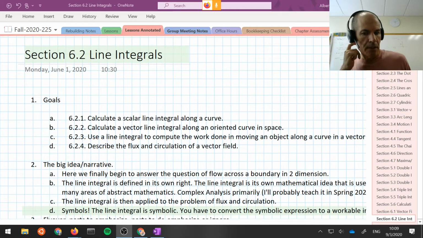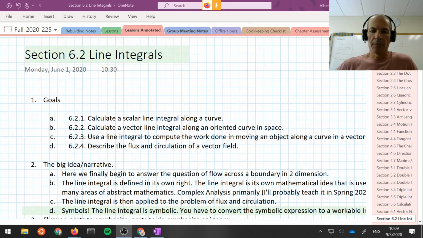Okay, line integrals. So we have these goals to be able to compute just the scalar line integral along a curve. The scalar line integral is kind of an abstract idea and just presents this notion or this process of integrating along a curve. We're going to find that we don't think of them as scalar line integrals. We're more interested in these vector line integrals where we're computing the work done as we move through a force field, or we're computing the flux or circulation of a vector field.